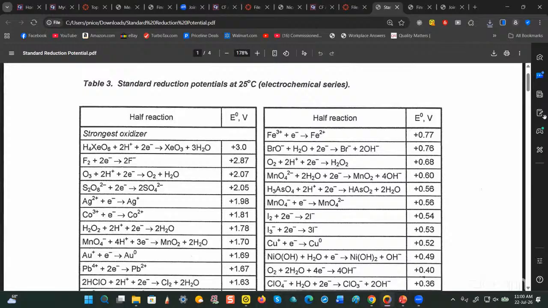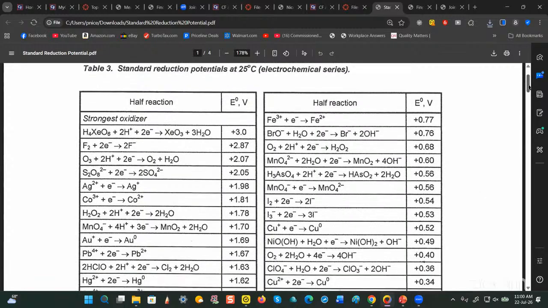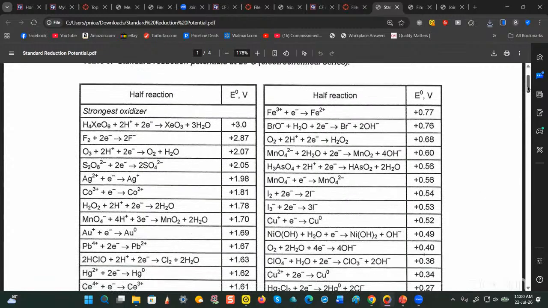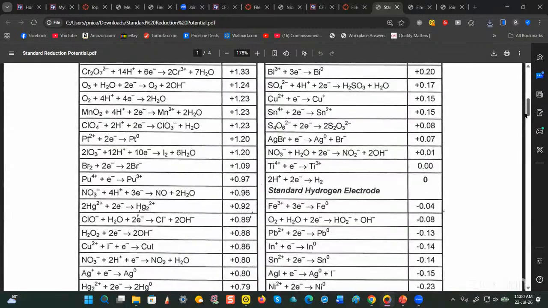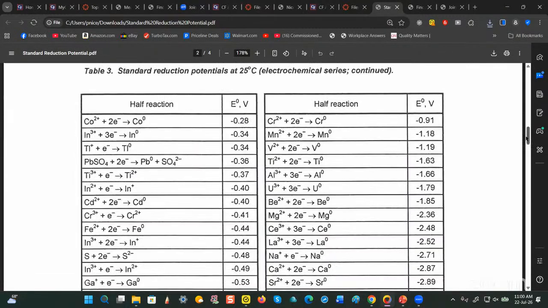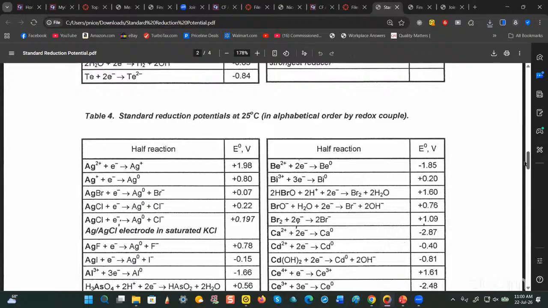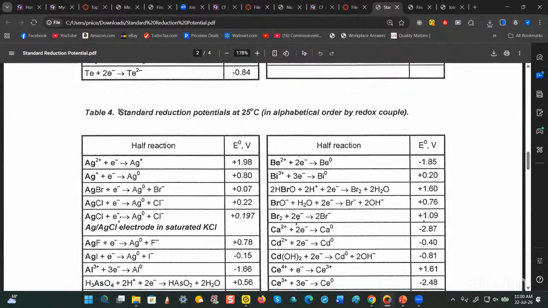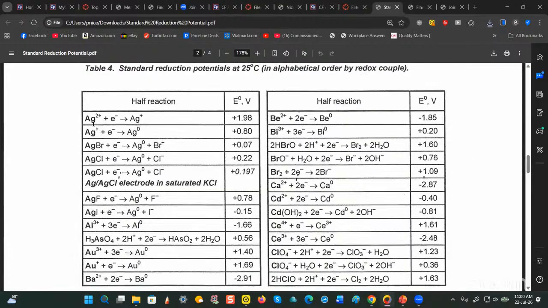And if I remember correctly, this is arranged in order of the electrode potential value, but I think they also have another arrangement in terms of alphabetical order. Right, here, where it says standard reduction potential at 25 degrees Celsius in alphabetical order by redox couple, right? So in this case, for example, the first one in this list is silver 2 plus 2 electrons to form silver plus, and the value for that is 1.98, for example, right?